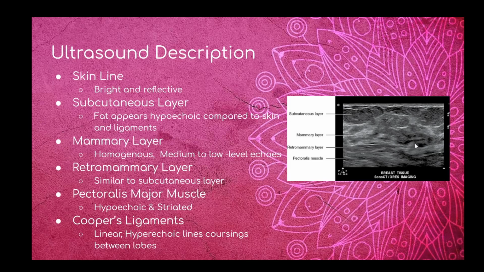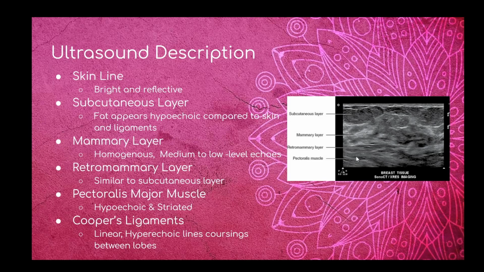Behind it then is the retromammary layer. It is similar to the subcutaneous layer, as it also contains fat, so it tends to be a little bit darker. It'll also have that bright superficial fascia running through it. Behind that then is the pectoralis major muscle. These are typically more hypoechoic, and muscles have striations through them, so that'll be a helpful tool to differentiate between the glandular layer and the muscle.